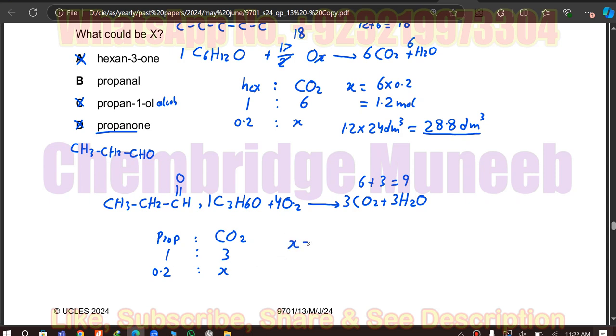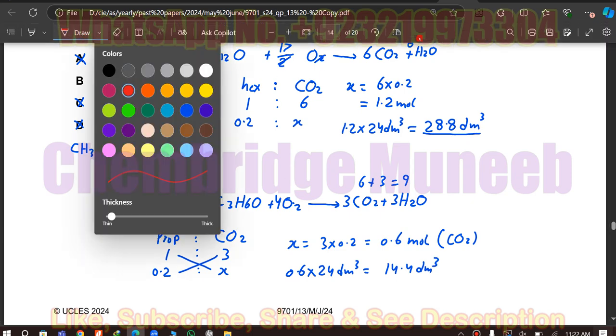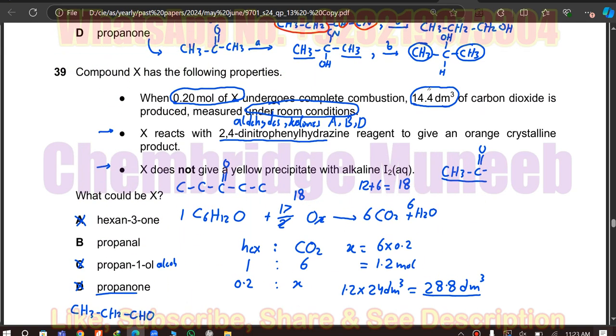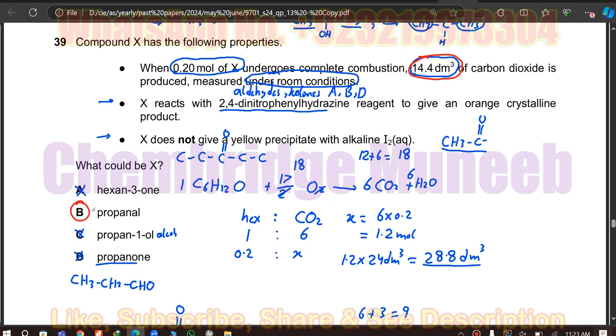So I will check the X value. By cross multiplying, X will become 3 times 0.2, which is 0.6. So 0.6 mole is the mole produced of carbon dioxide. Now I will convert it into the volume. 0.6 into 24 dm cube, and when you multiply it you will get 14.4 dm cube. This matches with the 14.4 dm cube, so that's why the correct option becomes B.